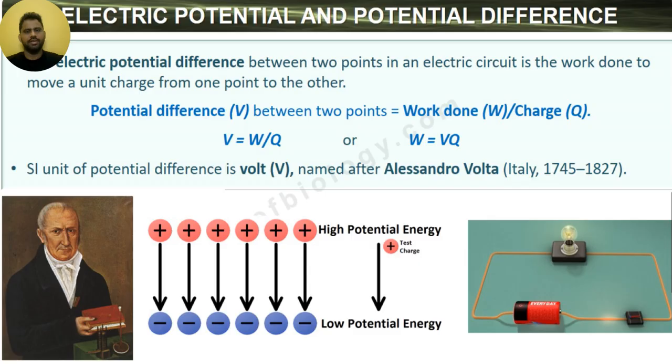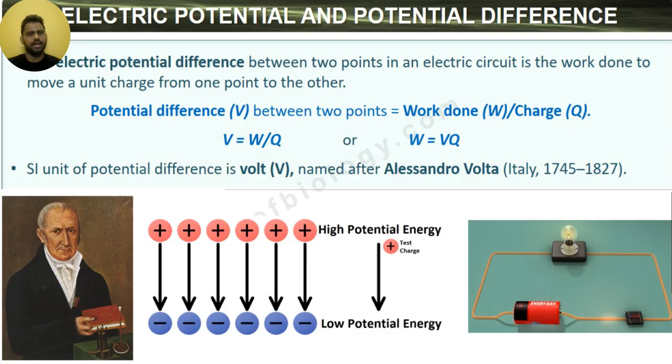So potential difference V between 2 points is work done W divided by charge Q, or V is equal to W by Q, or W is equal to V into Q. So the SI unit of potential difference is volt.